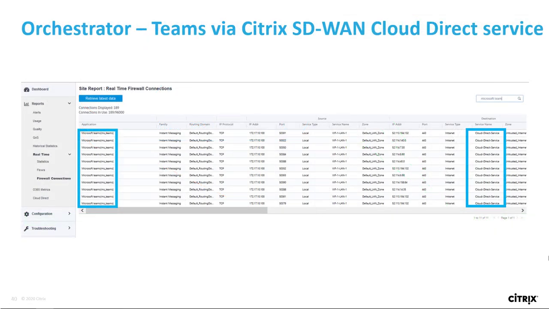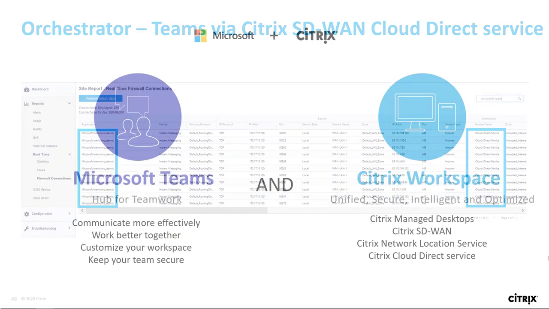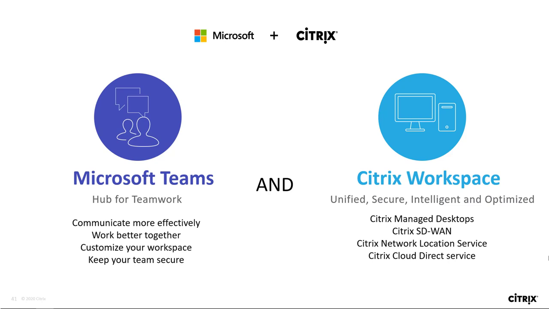The ability to configure Citrix Cloud Direct service in Orchestrator is targeted for the end of this quarter. Here you see Teams firewall flows being routed to the Cloud Direct service on one of our staging sites. With Microsoft Teams and Citrix, you can empower users with better ways of working with modern collaboration and effective teamwork.